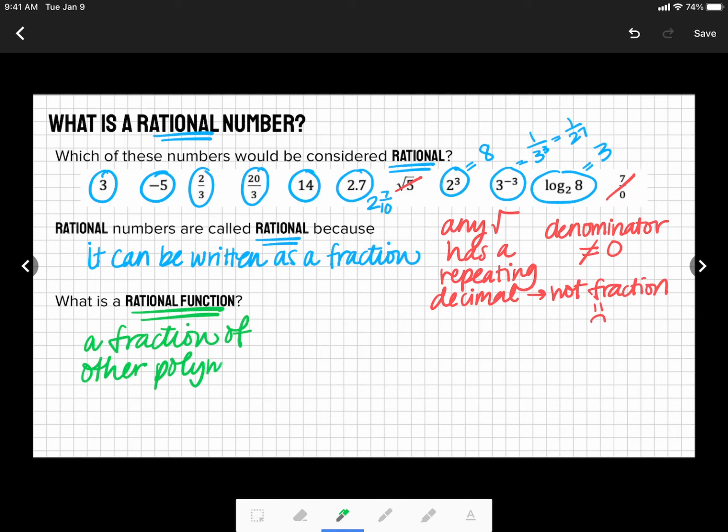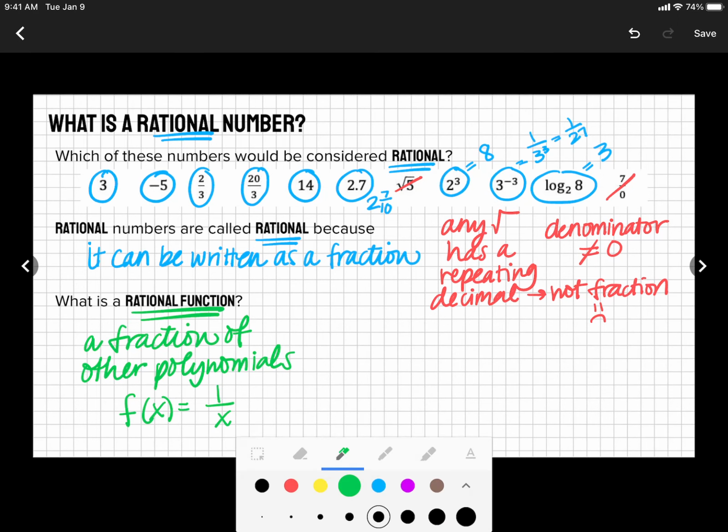Our parent function, when we practiced, we saw that our parent function is basically f of x equals 1 over x. You'll notice that we have a fraction with variables in the numerator and denominator, or at least a variable in the denominator. So I need you guys to suggest a polynomial for me. Any polynomial. Think back to the last module. I need an example of a polynomial.